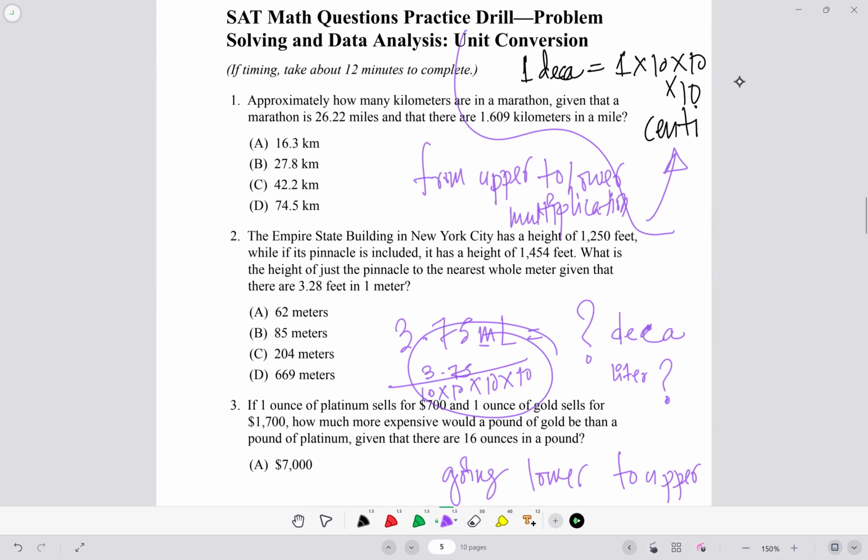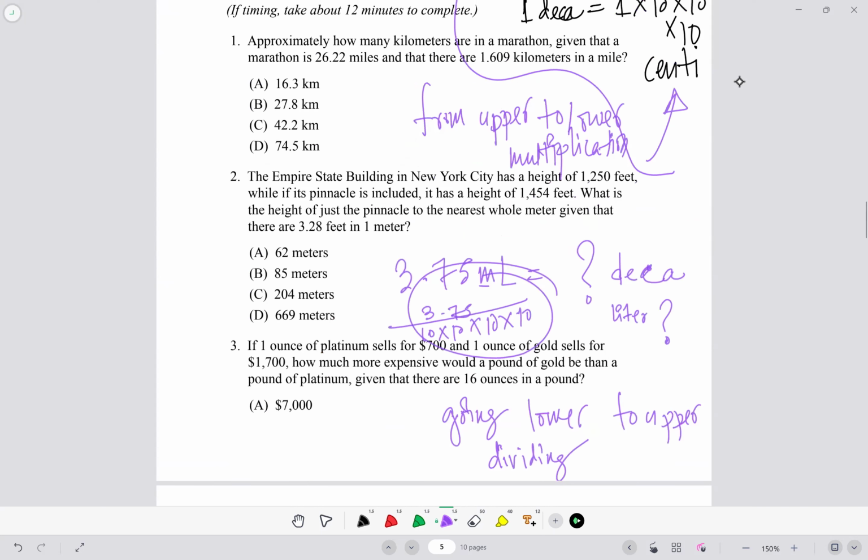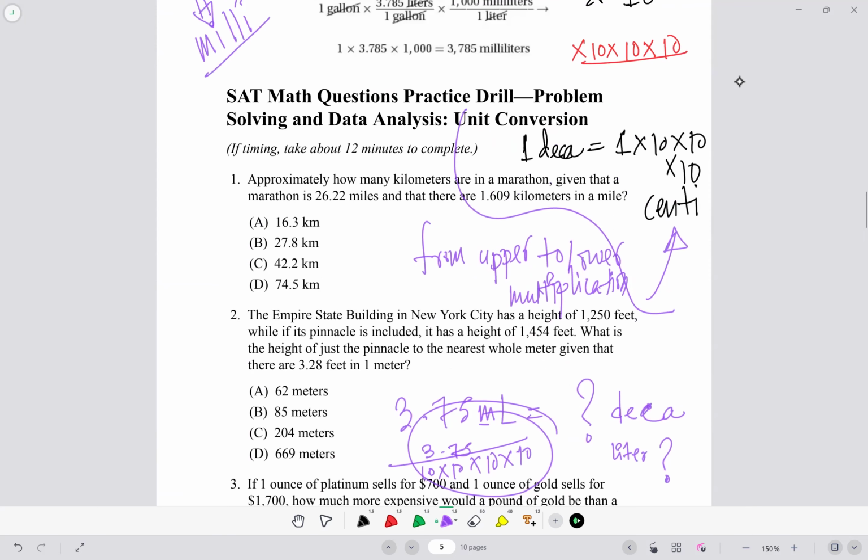We're dividing, okay? From lower to upper, we're dividing. I'm sorry for my bad handwriting. So from lower to upper, we are just dividing, okay? This is what we can do.